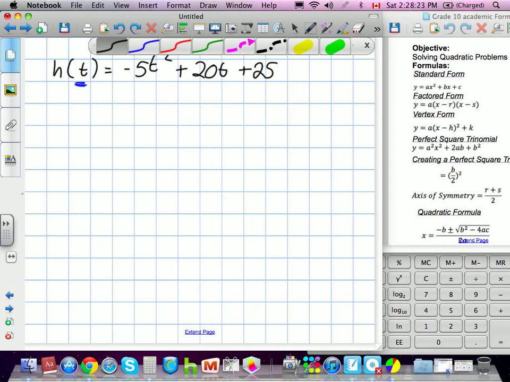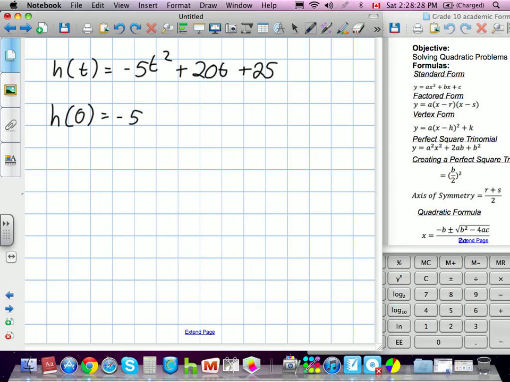0, 0. So we have negative 5 t squared plus 20 times 0 plus 25. So our h at 0 ends up becoming 0 squared is 0, times negative 5, 0. 20 times 0, 0, plus 25. So this height, or this ball, is originally thrown at 25 meters in the air. This is also the same as a y-intercept.